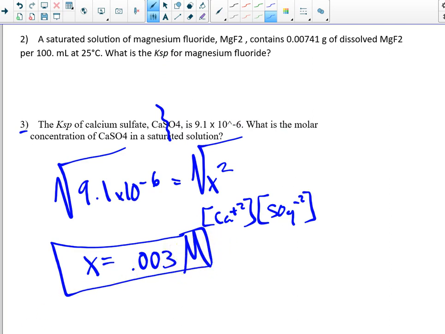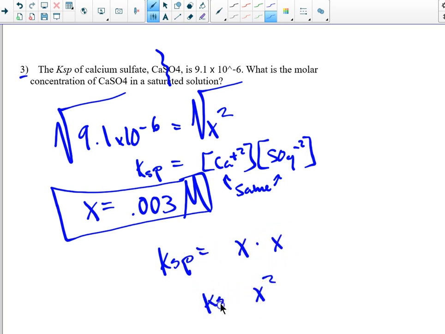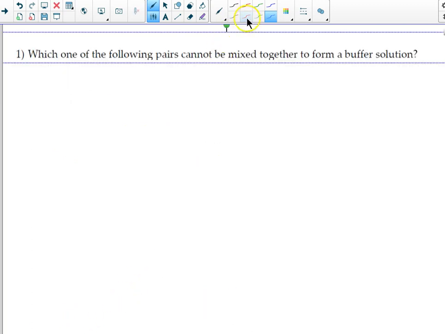Okay. I'm reading some things. If you write the expression, it's KSP equals Ca plus 2 times SO4 minus 2. But since they break apart into a 1-to-1 ratio, these numbers are the same. And we don't know them, so we just say, all right, well, let's call them X. So KSP equals X times X, or just X squared. Good? Okay.